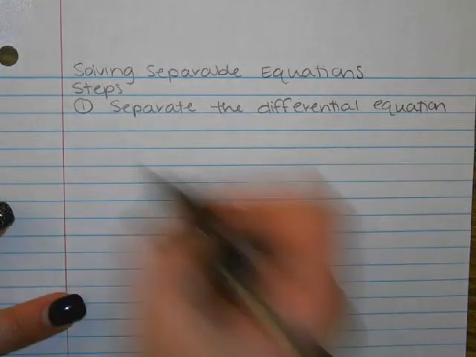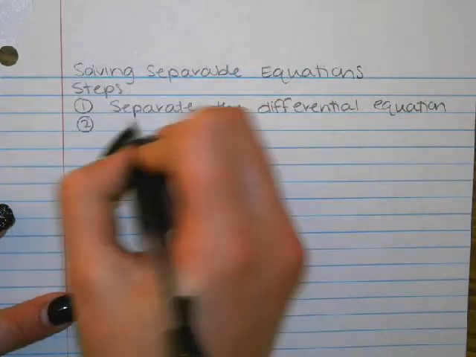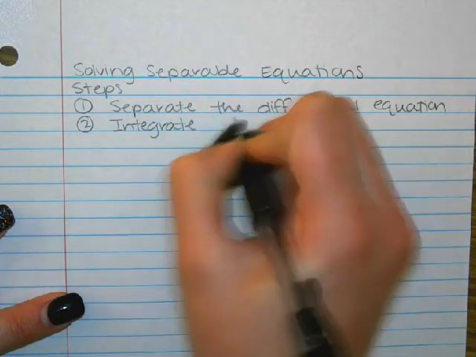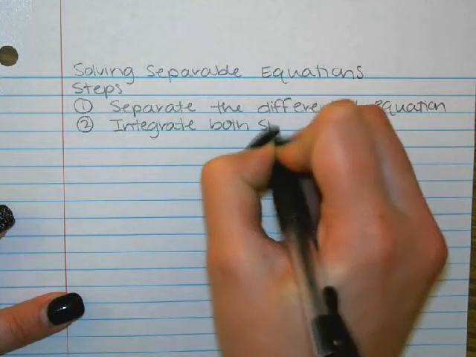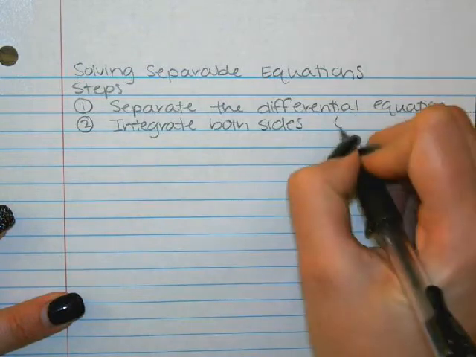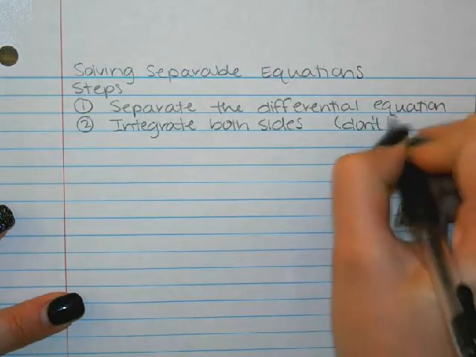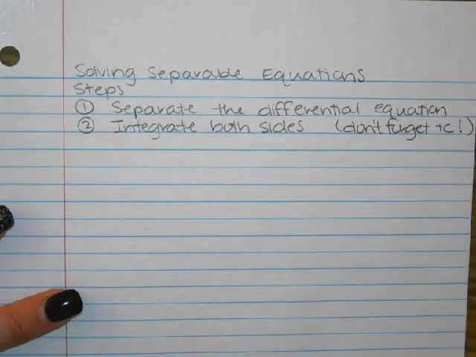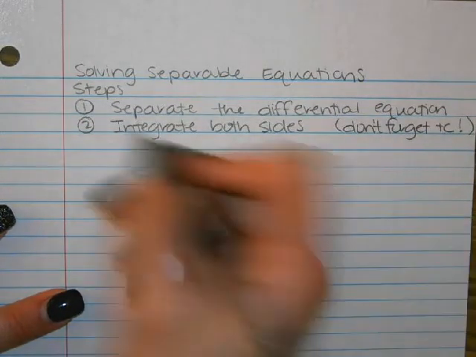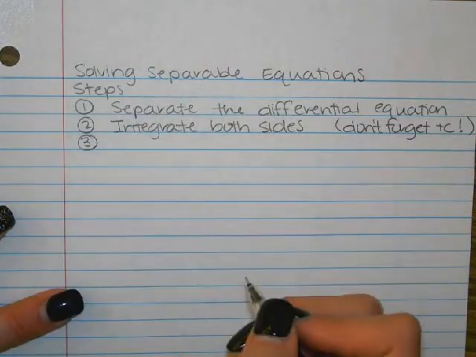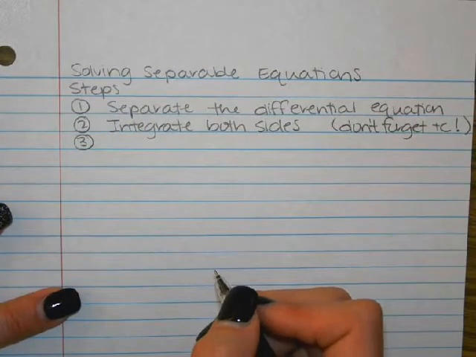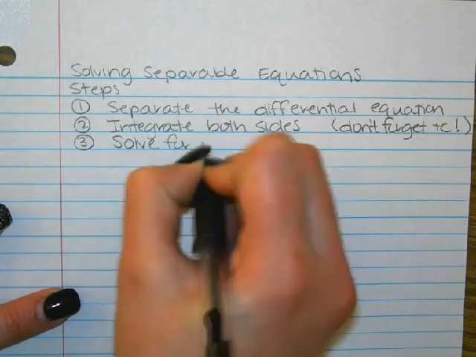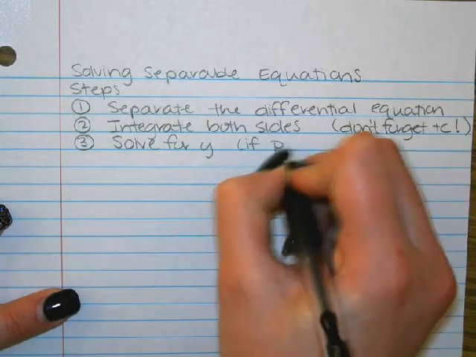Okay. Step 2 is to integrate both sides. And we're going to write, don't forget the plus c. The third step is to solve for y. And we're going to say, if possible.